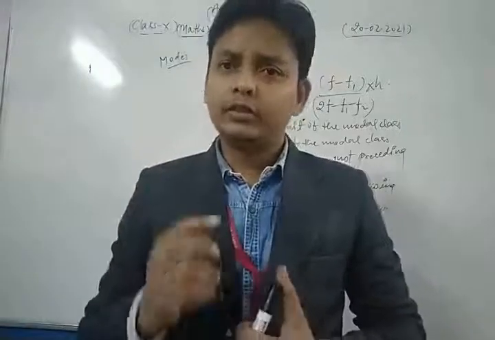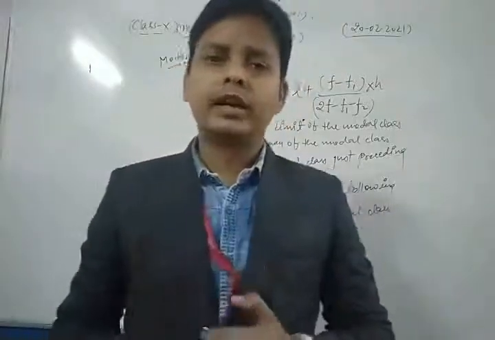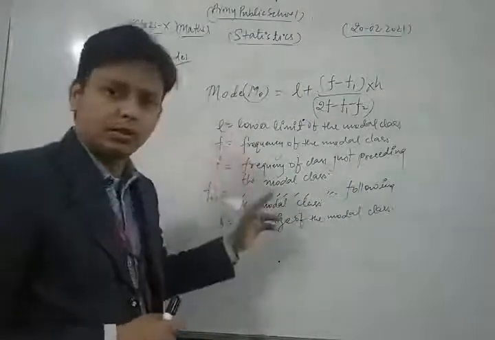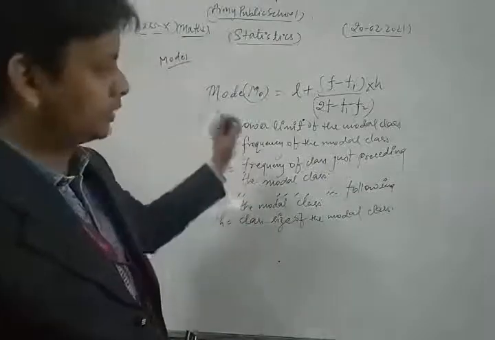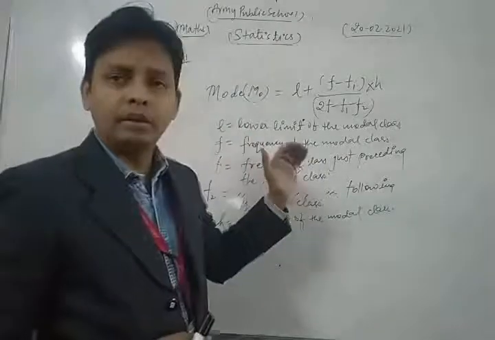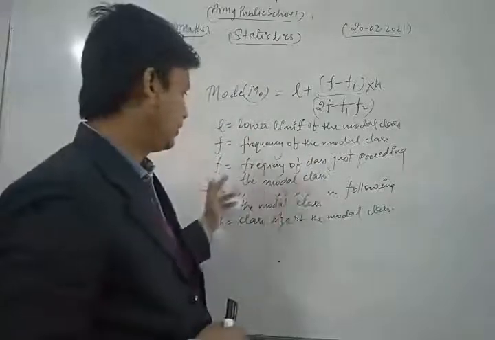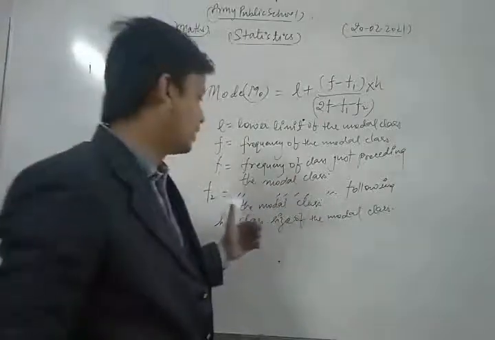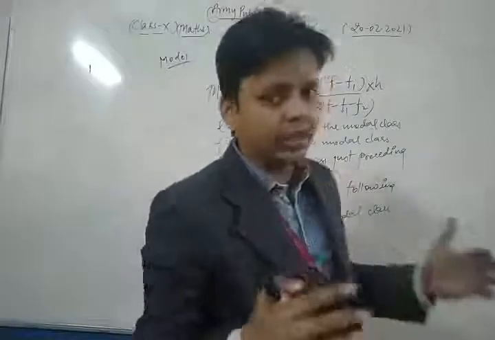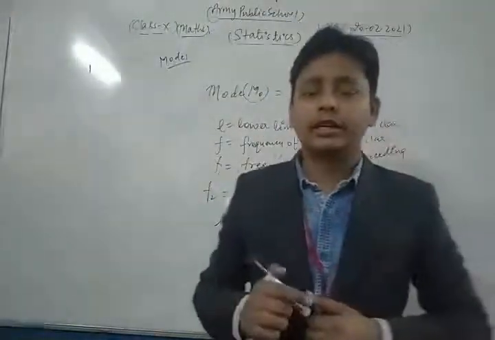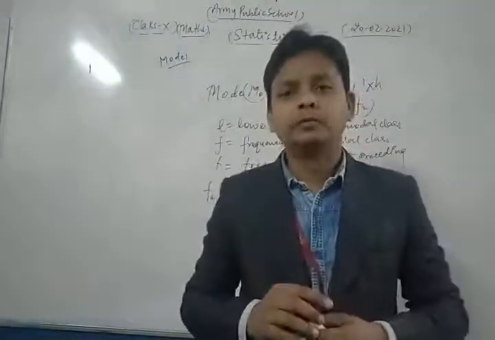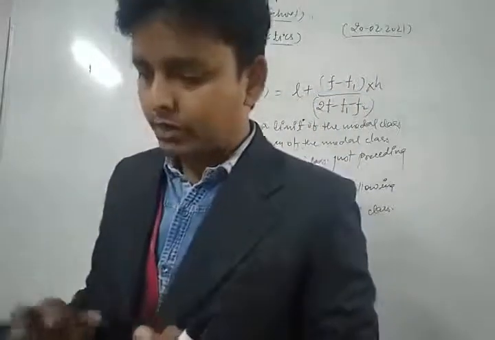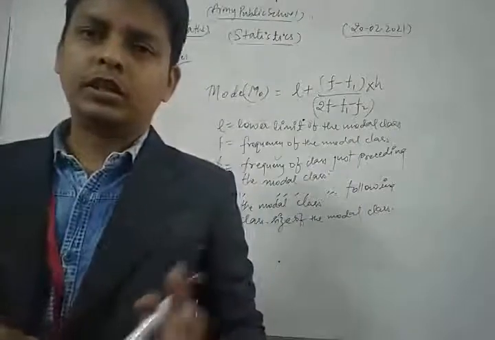After finding the modal class, we find all these values. L is the lower limit of the modal class, F is the modal frequency of the modal class, F1 is the frequency of the class just preceding the modal class, F2 is the frequency of the class just following the modal class, and H is the class size of the modal class. So this is very important information related to that topic.